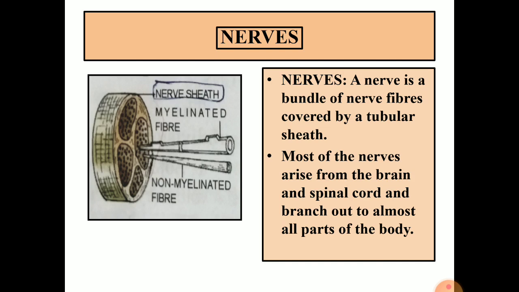Now, what are nerves? A nerve is a bundle of nerve fibers, that is axons, covered by a tubular sheath. In the diagram you can see there is a tubular sheath and there are the nerve fibers. They may be myelinated or non-myelinated. It all depends. Most of the nerves arise from the brain and spinal cord and branch out to almost every part of the body.